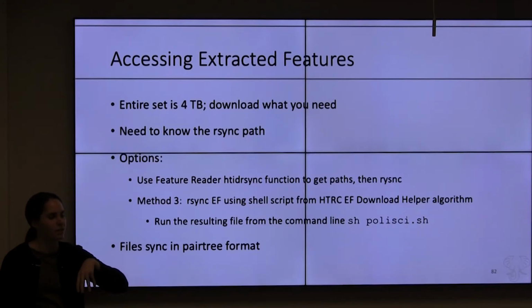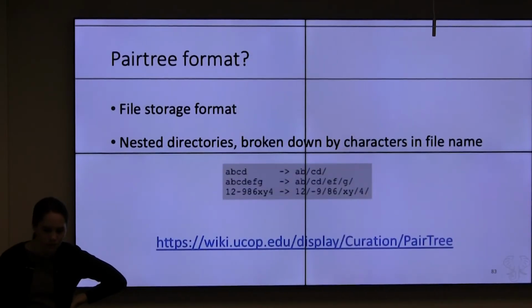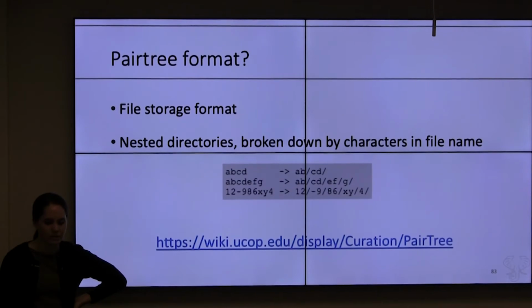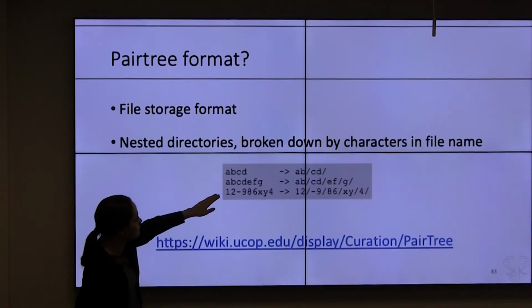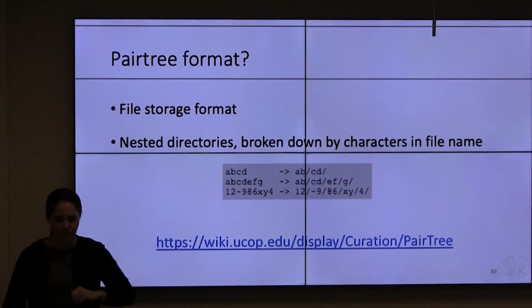And then you say, okay, I have the paths, and now let me write a little script to rsync those files, or rsync one file at a time. Okay, they will come to you in pairtree format. I won't belabor this. Pairtree format is something that the University of California Digital Library, CDL, uses, and also others, but it's apparently efficient. So what you'll find is that the folders and files are really nested. So the directories are highly nested.